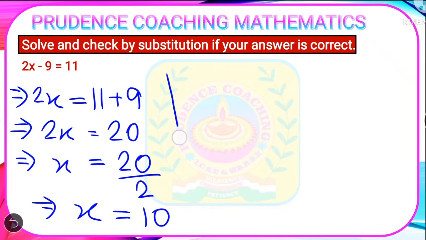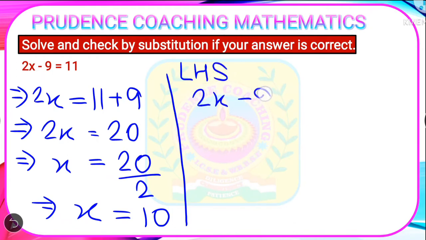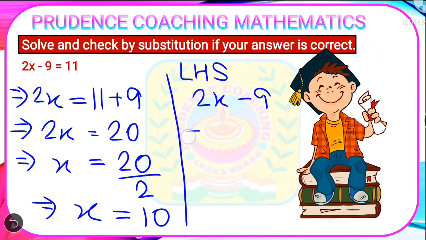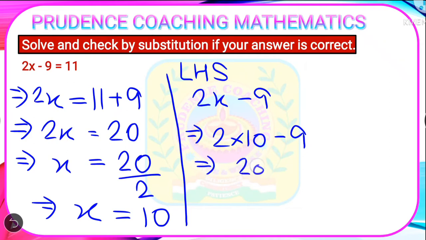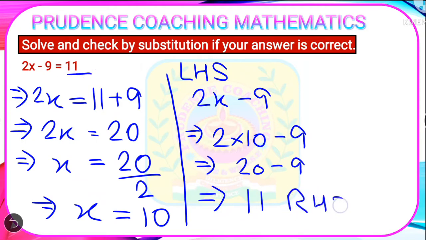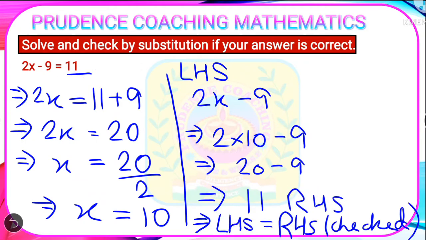Now our task is to check whether our solution is correct or not. Therefore we will start with the LHS, that is the left hand side. The left hand side given in the equation is 2x minus 9. So we will put the value of x, that is 10, in this LHS, because we have got the value of x as 10. So you will get 2 into 10, that is 20, minus 9. 20 minus 9 will give you 11, and as you can see it is equal to the right hand side, that is RHS. So finally you write LHS equals RHS, checked.